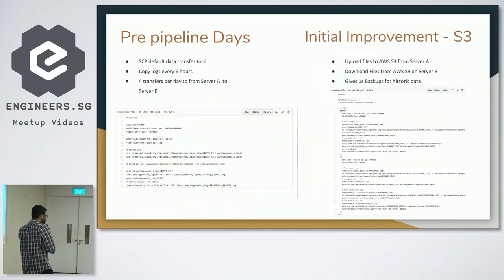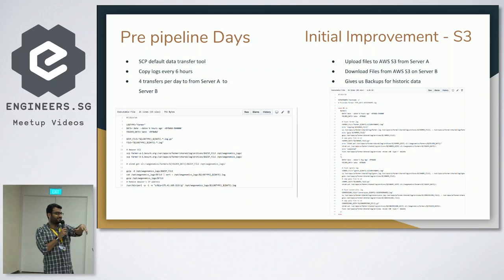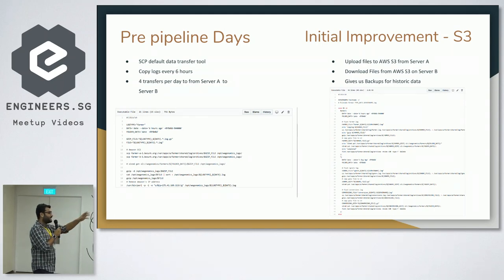So this is before we had a pipeline. What we used to do was we had a server A, take data every 6 hours, put it on server B. And that happened 4 times a day. Next day, on server B, you do the whole transformation, put it into the database. And then an application shows all our business users what's coming in.